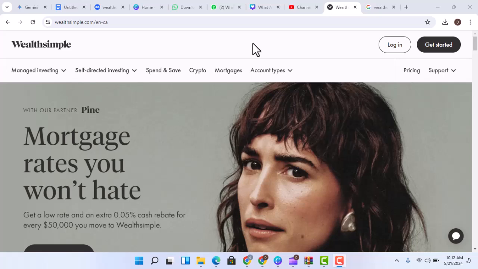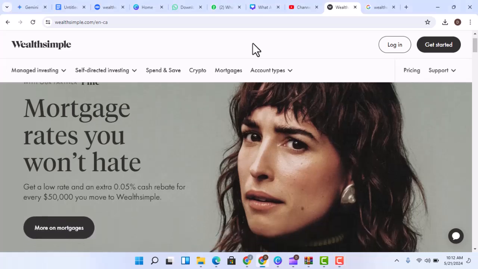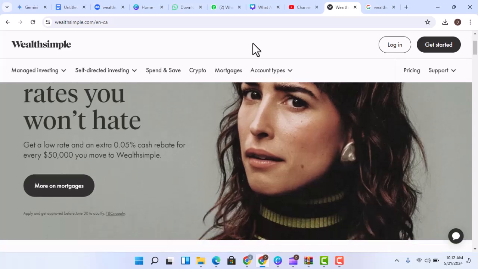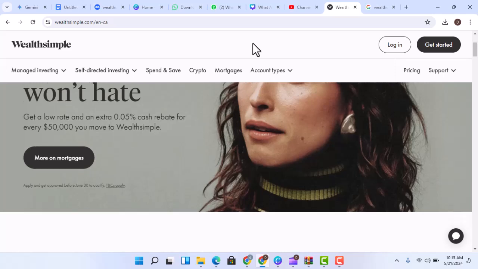Ever wondered if there's a catch to those seemingly effortless investment platforms? Well, today, we're diving deep into the world of Wealthsimple to answer that burning question.